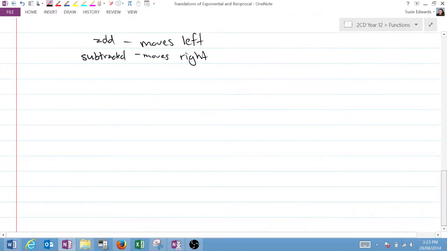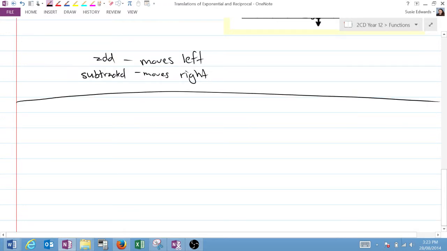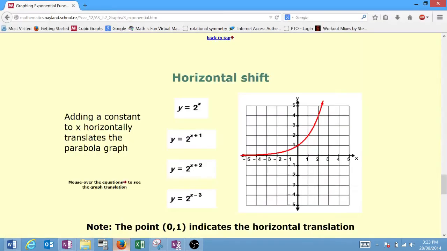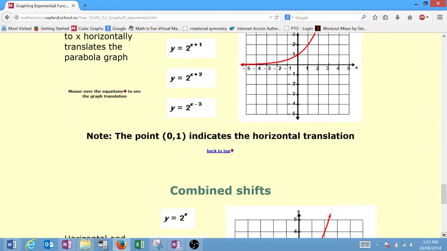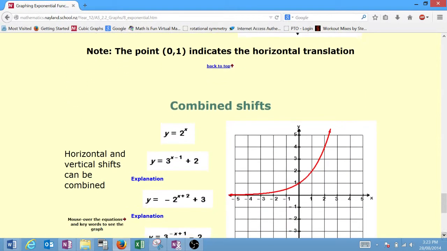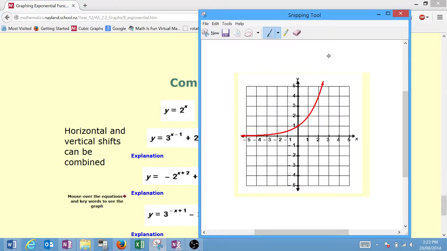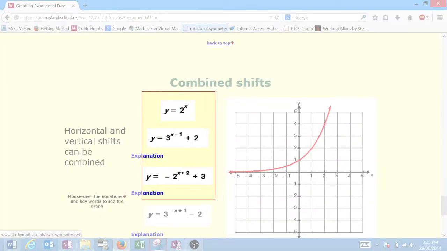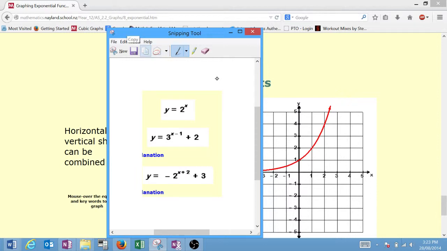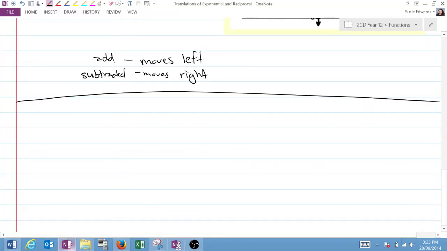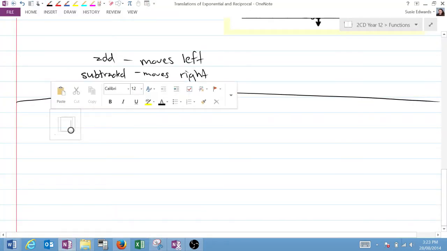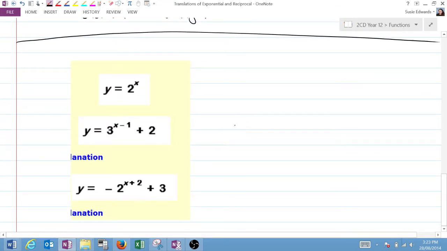Alright, that's pretty much it for exponential functions. If we just look at a couple of mixed up shifts, just to practice. If we look at these, we'll only look at the first two. These are the sort of questions you get in a test. So you might get asked, what's changed from 2 to the power of x to become this?